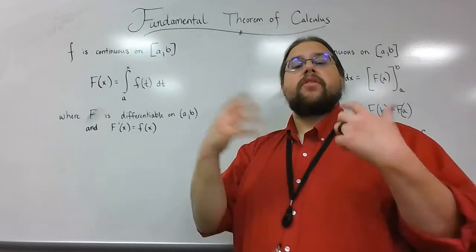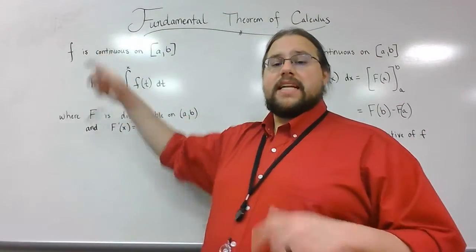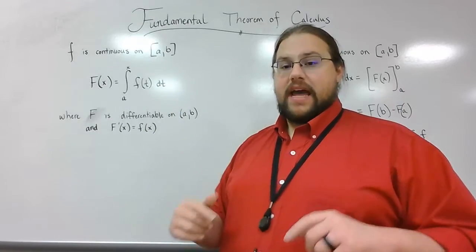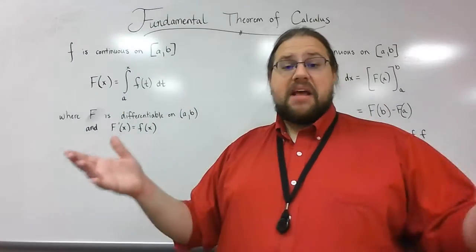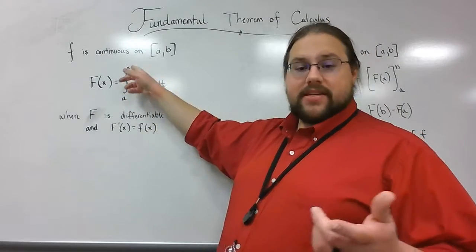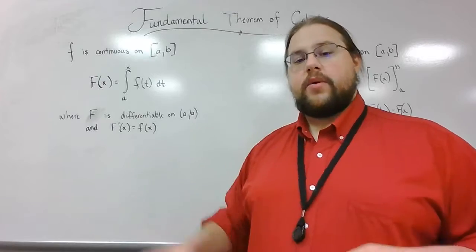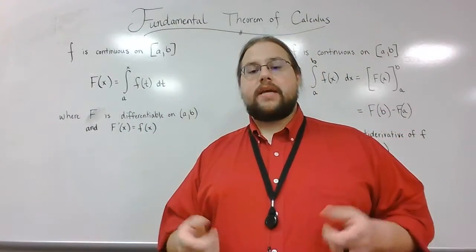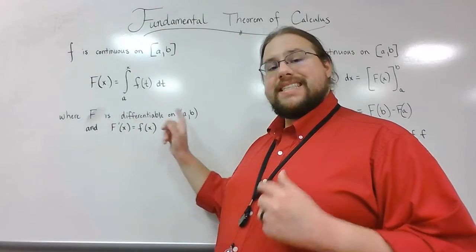So let's start off with the first one. The first one says that we have a function little f that's continuous on the closed interval a to b. Now, big F of x is equal to the definite integral from a to x. Notice a could be any number. So we're doing the definite integral from a to x of little f of t dt. Now, what you need to know is F is differentiable on the open interval a to b, and the derivative of big F is little f.